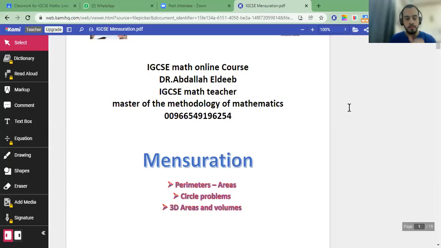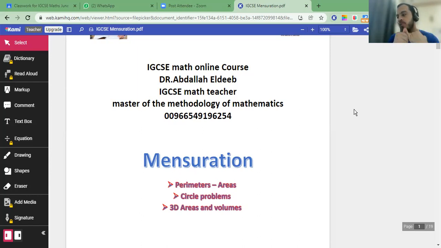Today, inshallah, about mensuration. And in this topic, we need to cover three areas. Perimeters, areas, the 2D shapes like triangle, rectangle, square, trapezium, parallelogram, whatever. Also, circle problems.